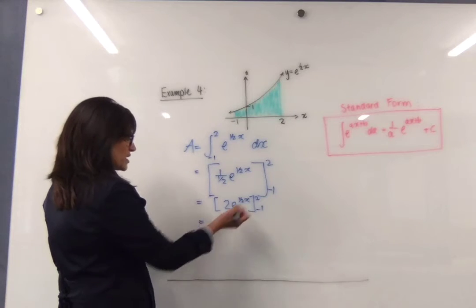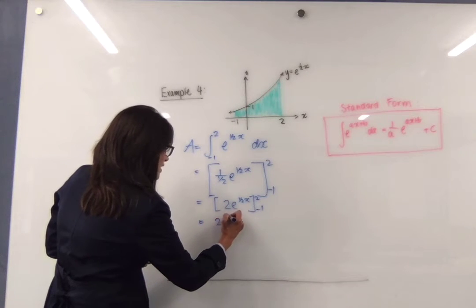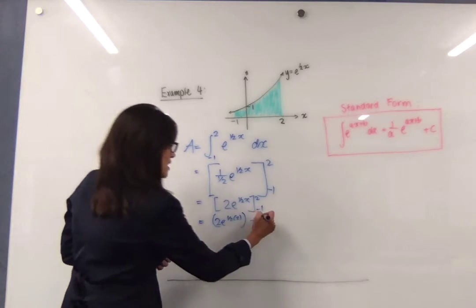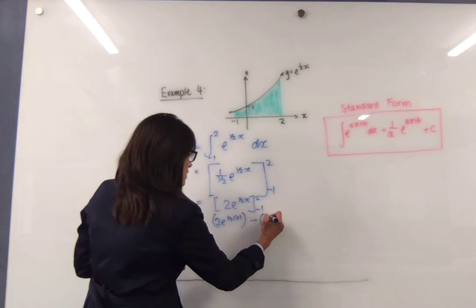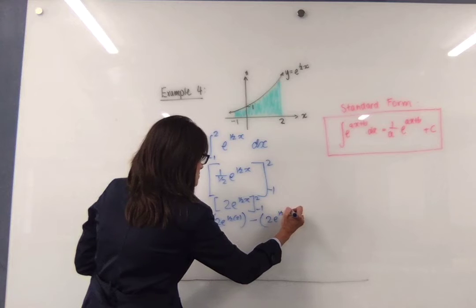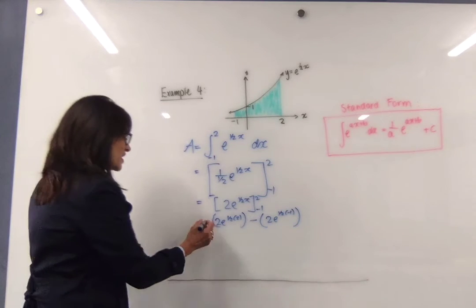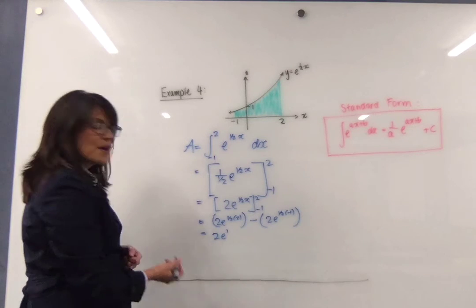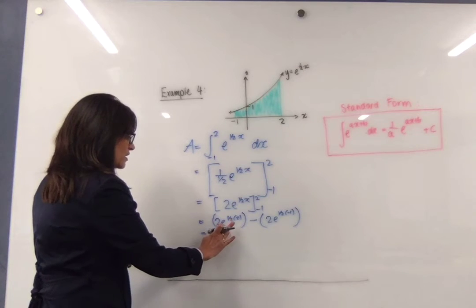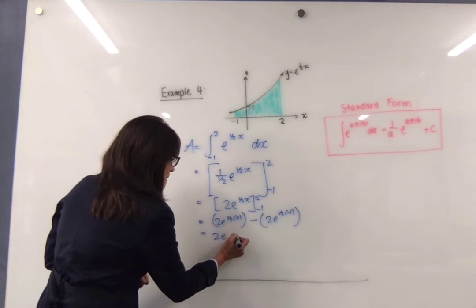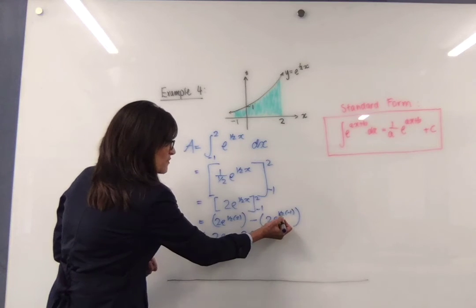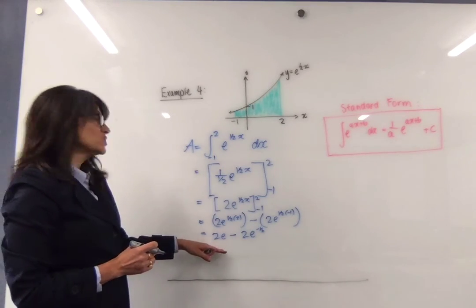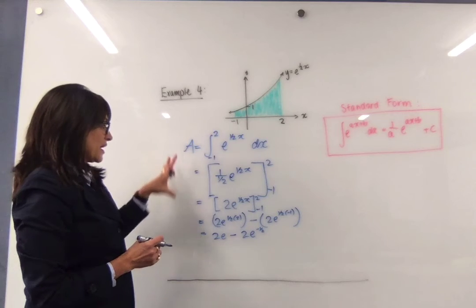So let's substitute our upper limit first, 2e to the half times 2, minus, and substitute in our lower limit of -1, 2e to the half times -1, and let's see if we can simplify this further. So that becomes 2e, a half times 2 is 1, but we really don't need to include this 1 here. It's sufficient to just write that as 2e minus 2e, and then we've got a half times -1 becomes -1/2.